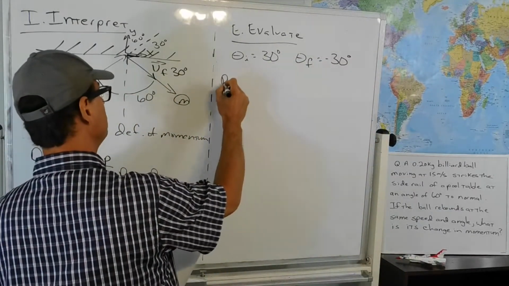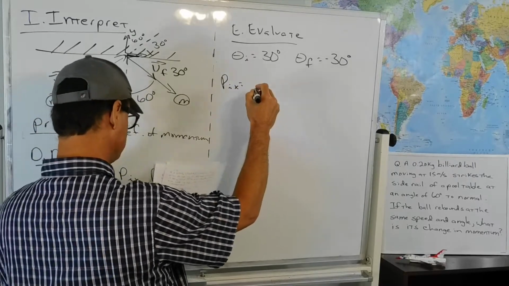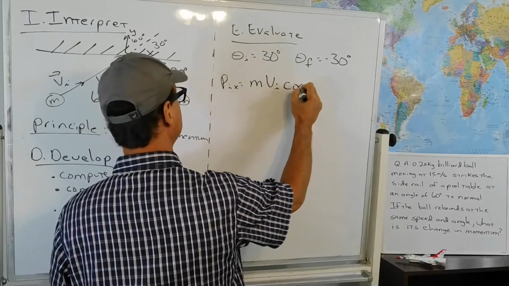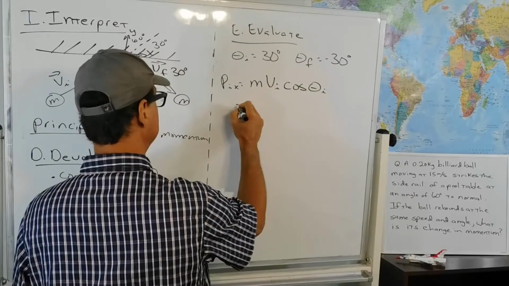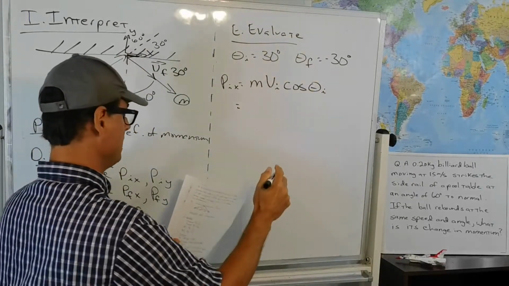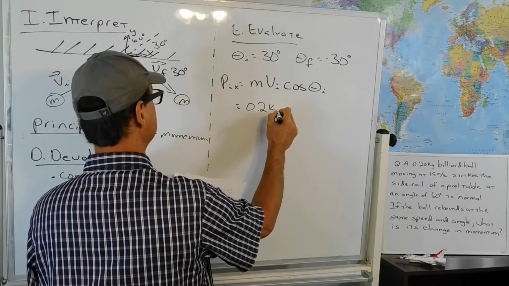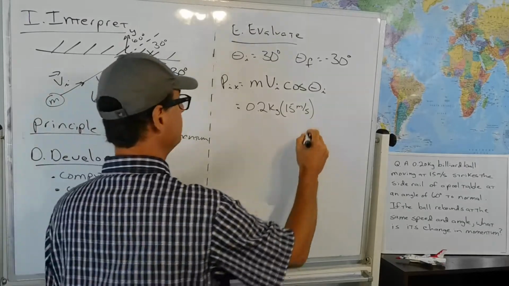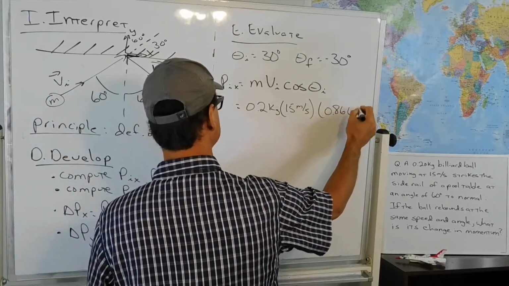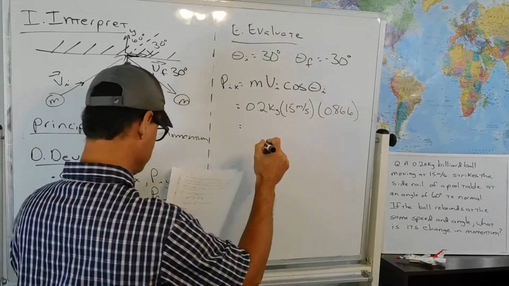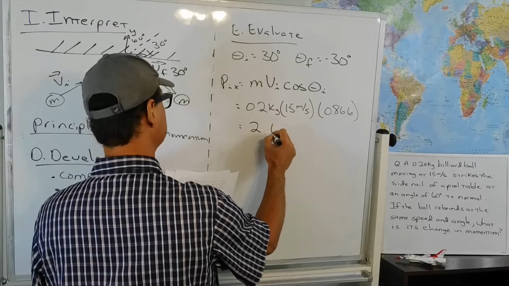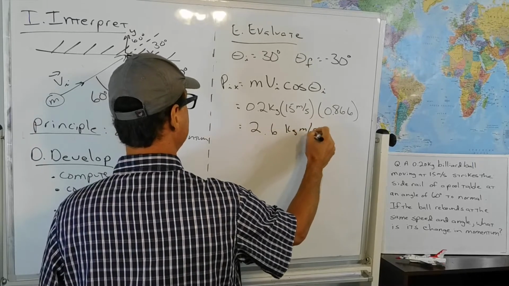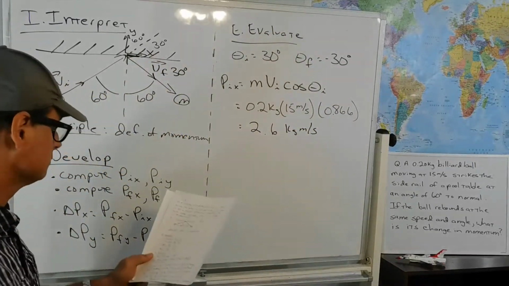Alright, so P initial X is just the mass times the initial speed times the cosine of the initial angle. So plug that in. The mass of the billiard ball was 0.2 kilograms. The speed was 15 meters per second. Now the cosine of 30 degrees is 0.866. Punch those numbers into your handy dandy calculator and you get 2.6. And the units are kilograms times meters per second. Cosine doesn't have units attached with it.